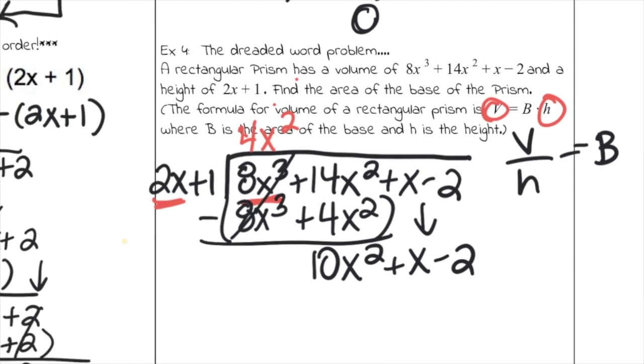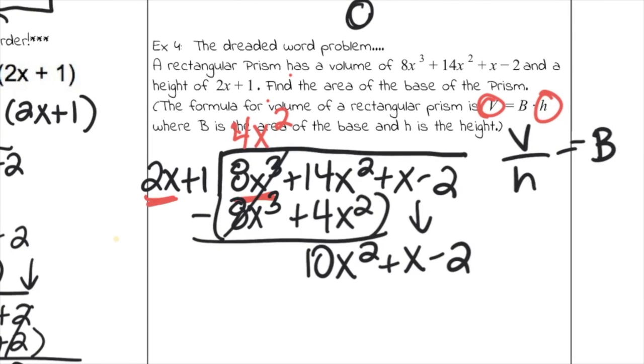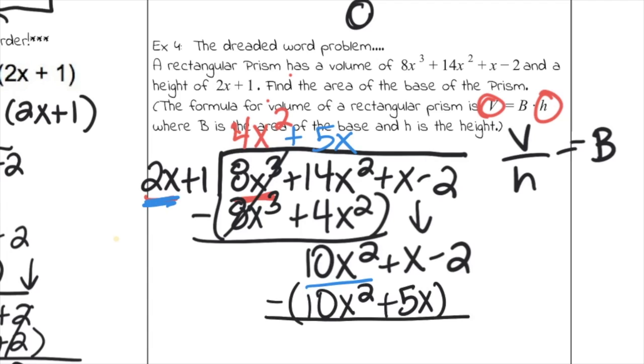All right, and then from there, we're going to start the process again. We're going to repeat. So what do I need to multiply 2x by to give me 10x squared? So that's going to be plus 5x. So distribute: 10x squared plus 5x. Subtract. So cancel. And x minus 5x is going to be negative 4x minus 2.